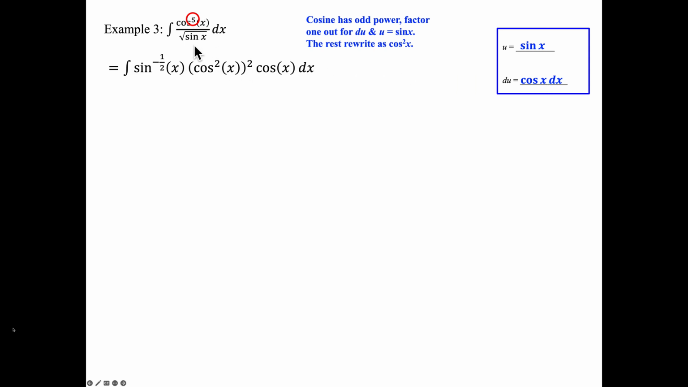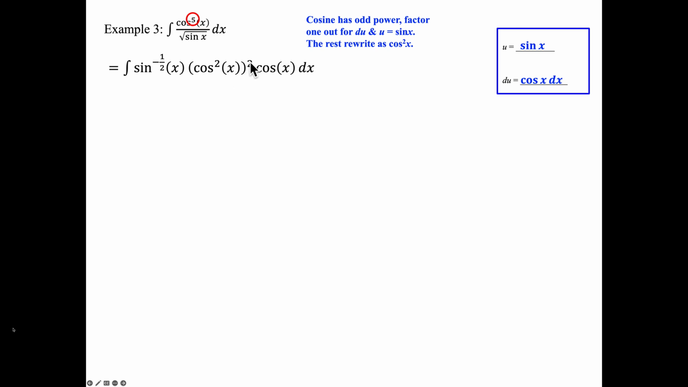Example 3, we're going to integrate cosine of x to the 5th power over the square root of sine of x dx. So here, really, you can't work with sine of x because it's inside the square root. So we're going to look at the cosine. It's raised to the 5th power. So we're going to steal a cosine of x, move it to my dx, and we're going to let u be sine of x. The derivative of sine of x is cosine of x.